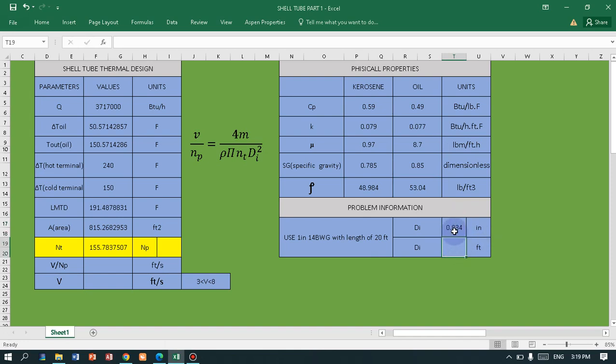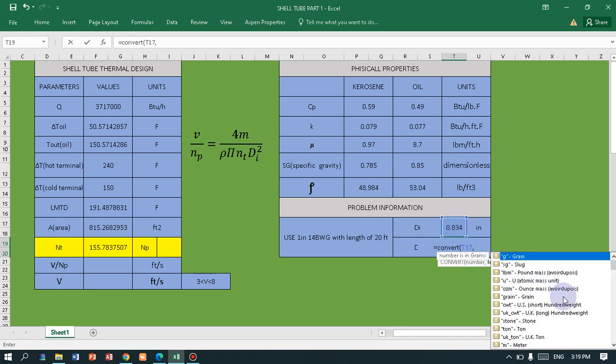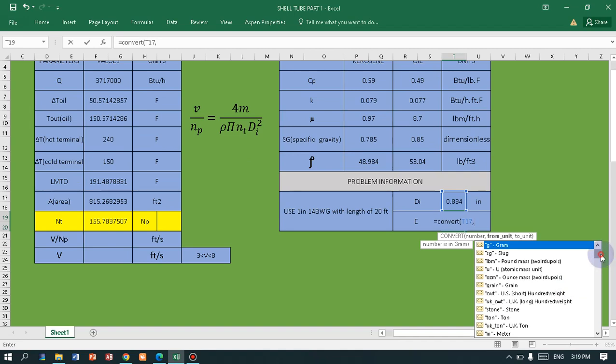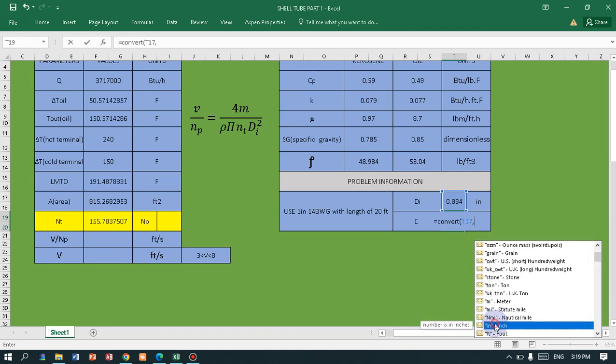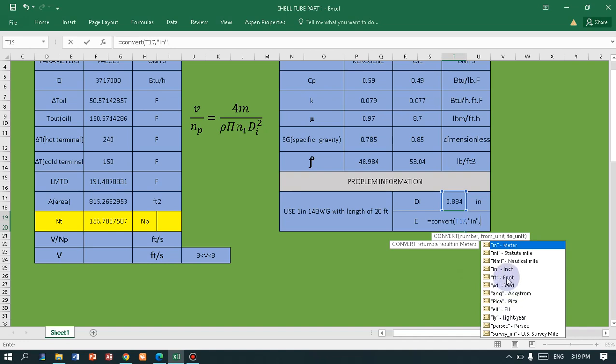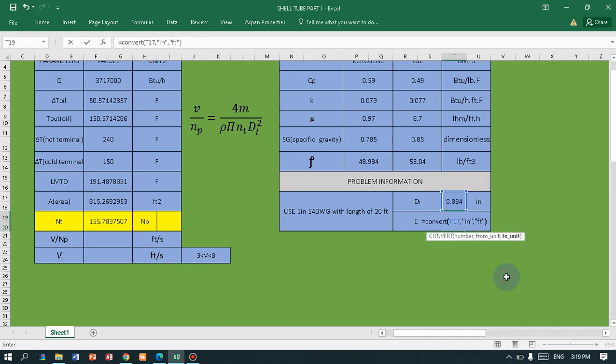and we need this internal diameter of the tubes in the foot unit because we are going to calculate velocity in feet per second. Just press equal and insert the CONVERT command, open the bracket and select the cell whose unit you want to change, from the inch unit into the foot unit. Close the bracket, press enter. So we have the internal diameter of the tube in feet.